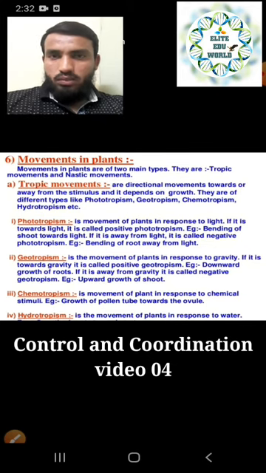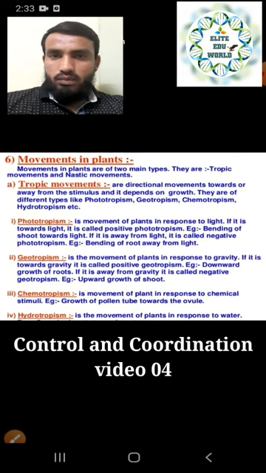Photo means light, so we can understand it as the growth of the plant towards the light. Which part of the plant is growing towards the light is the movement of the plant in response to the light, from where the light is coming in our house. So the plant in your house will grow towards the light. When the part of the plant is growing towards the light, it is called positive tropism. An example is the bending of the shoots towards the light.